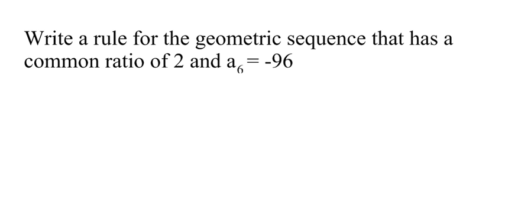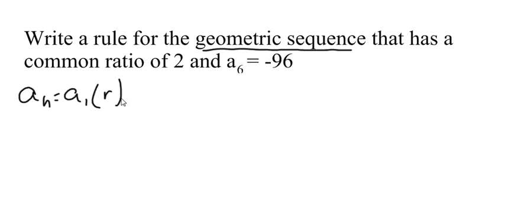Well, let's look at some geometric sequences now. Write a rule for the geometric sequence that has a common ratio this time of 2 and a sub 6 equal to 96. Because this is a geometric sequence, we know that it follows the pattern a sub n equals a sub 1 times our common ratio raised to the n minus 1 power. So to complete this rule, we need to know our a sub 1 term and we need to know our common ratio. Well, here our common ratio is given to us, which is 2.